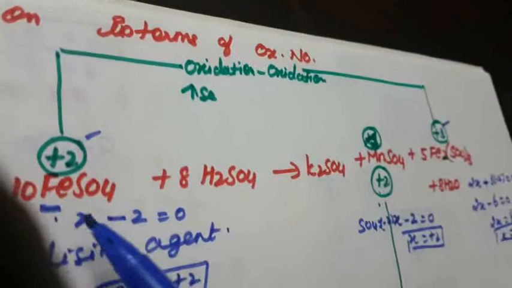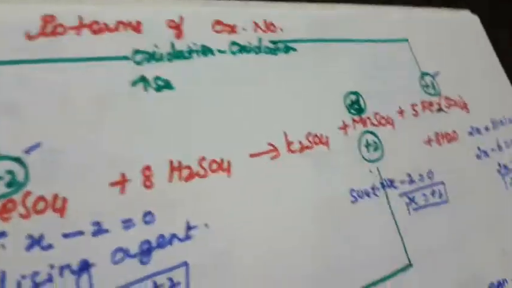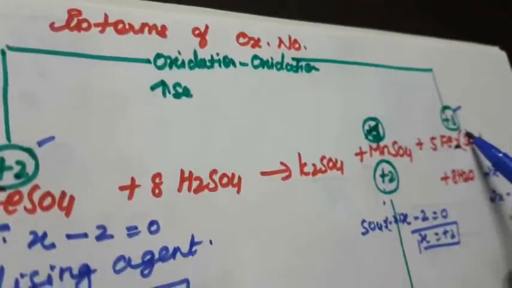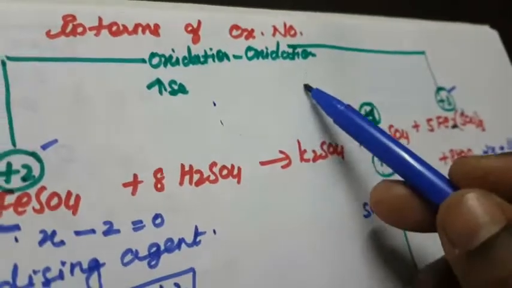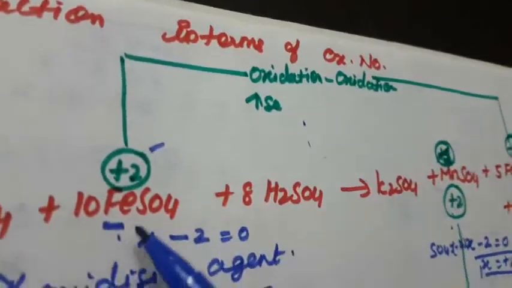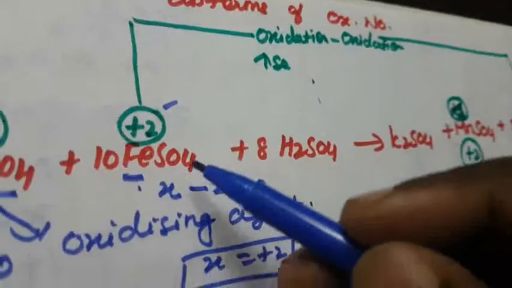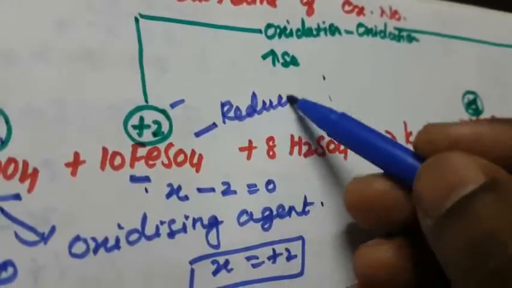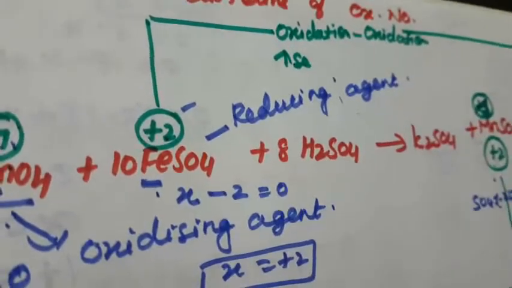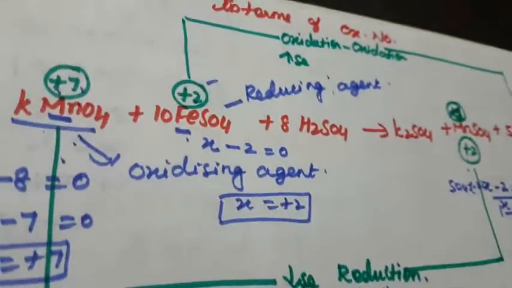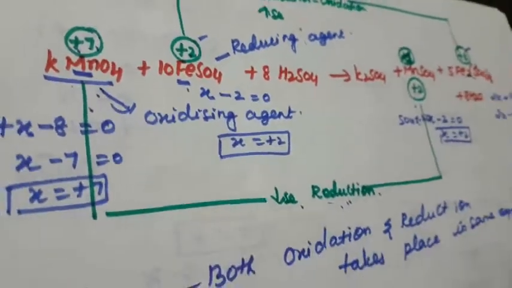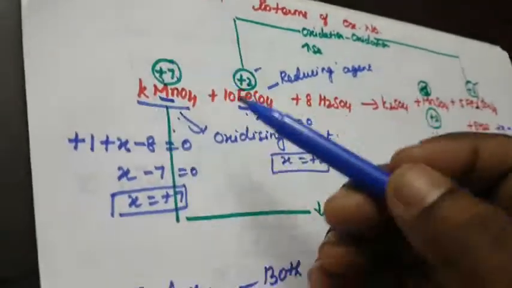So what is the conclusion here? The oxidation number of ferrous sulfate increases from +2 to +3. Since the oxidation number increases, oxidation takes place. Oxidation taking place means the ferrous sulfate is a powerful reducing agent. Because both oxidation and reduction take place in the same reaction, it is called a redox reaction. Simple thing, you can calculate again.